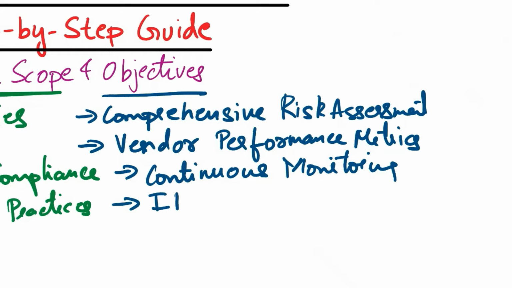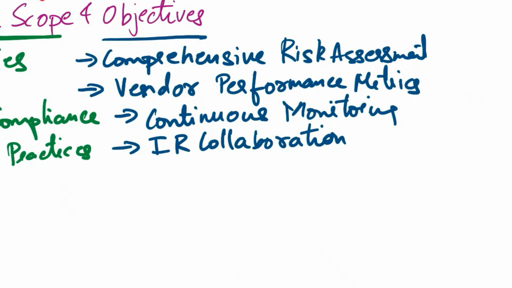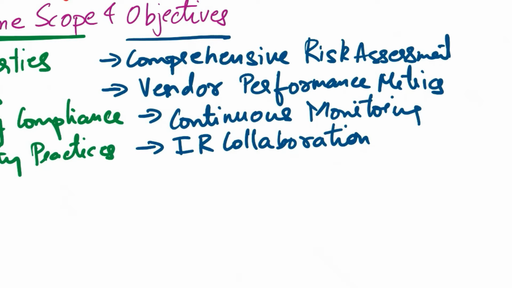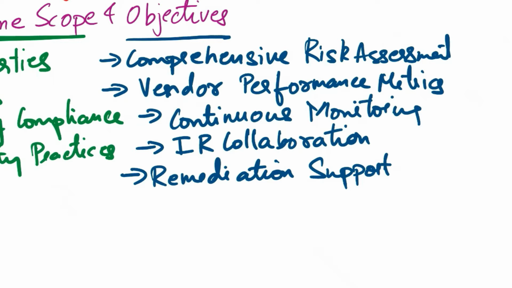Next, incident response collaboration. Outline the objective of fostering collaboration with third parties for joint incident response planning and simulation exercises to enhance coordinated responses to security incidents. Next, remediation support. Define the objective of providing support and guidance to third parties and implementing remediation measures for identified risks, fostering a collaborative approach to enhance overall cybersecurity resilience.